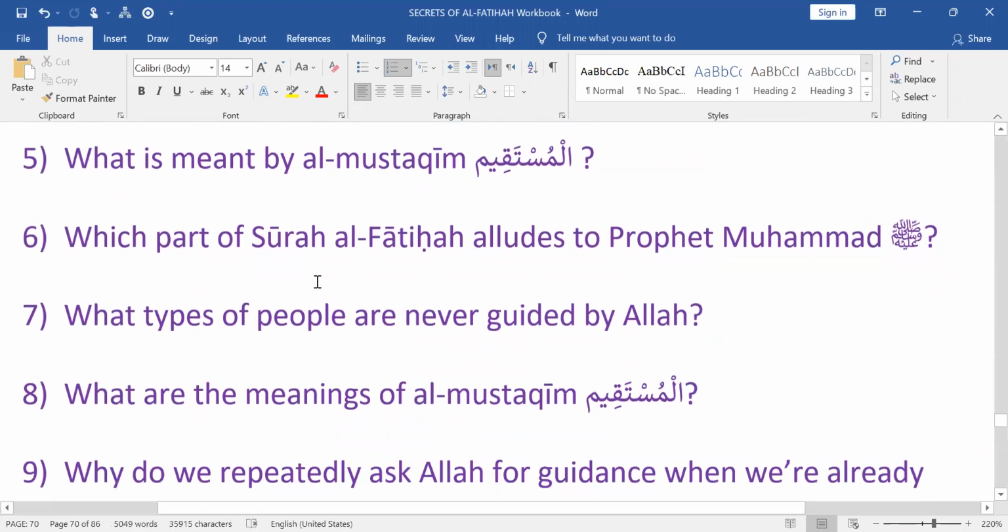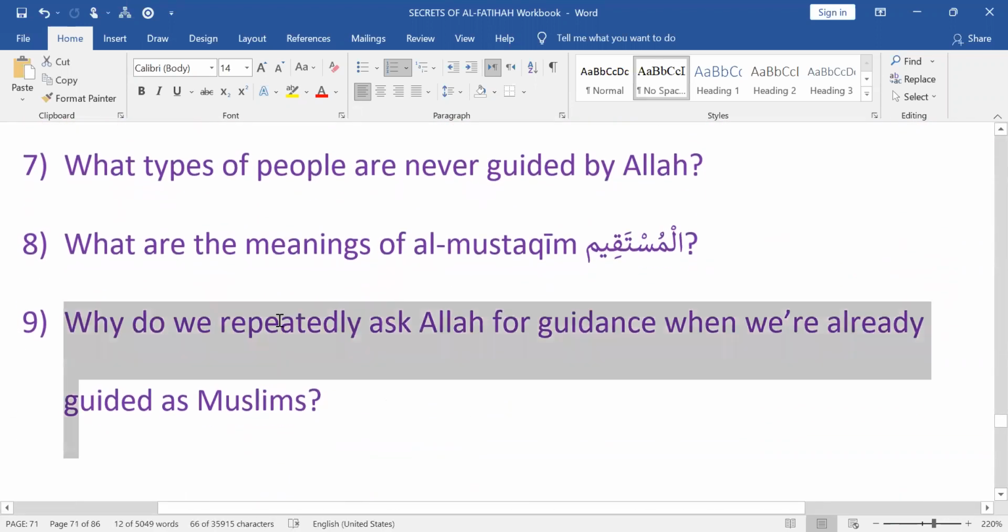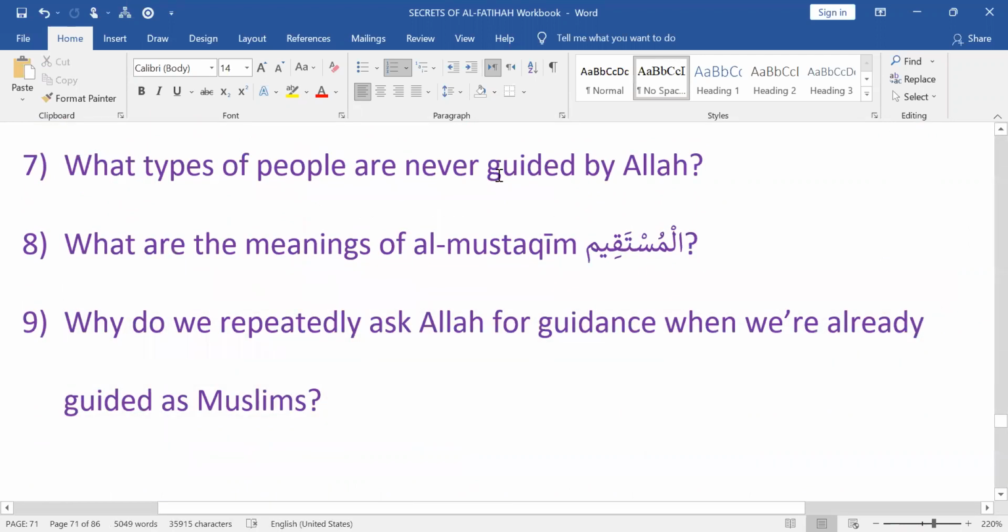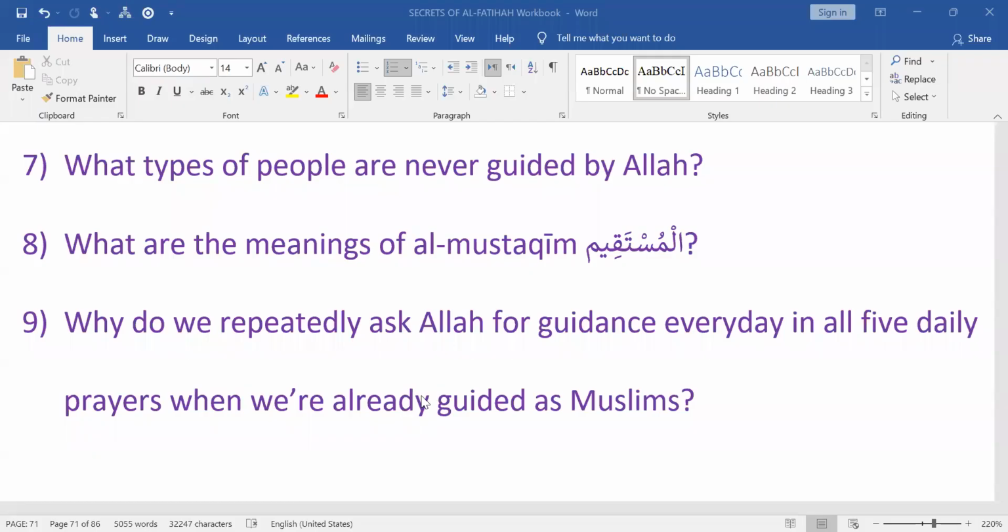And then we have the thinking question, why do we repeatedly ask Allah for guidance when we are already guided as Muslims? I'm already guided as Muslim. Why do I have to keep saying ihdina, ihdina, ihdina, al-Sirat al-Mustaqim? Why do I have to keep saying every day in every prayer 17 times a day? So this is a good question that is often asked and discussed in the tafsir of the Quran.